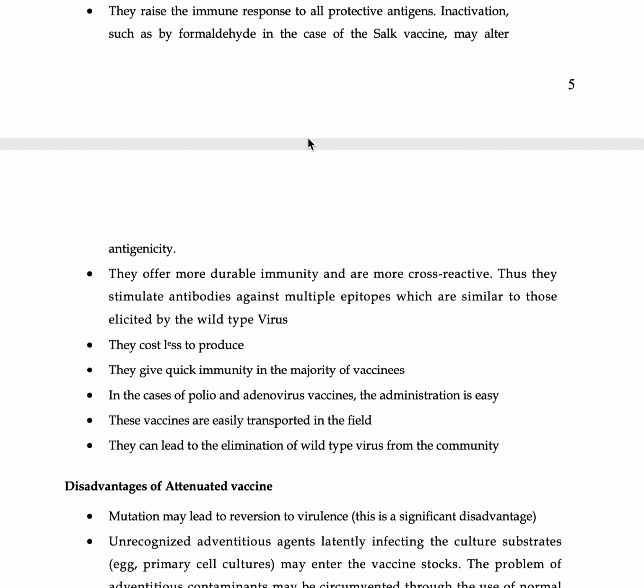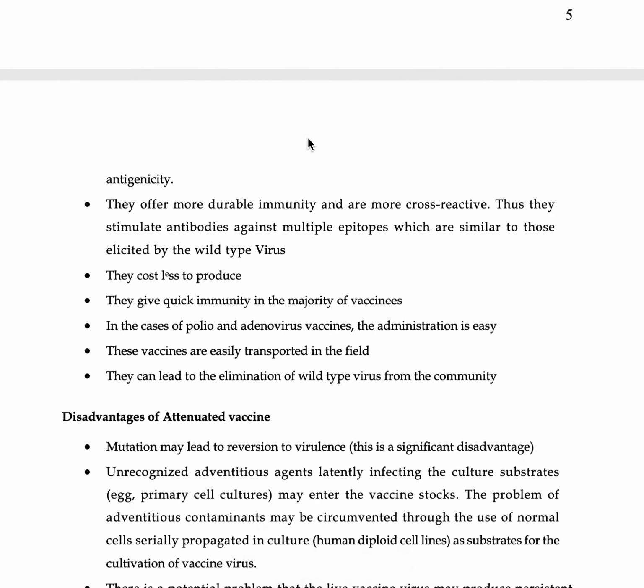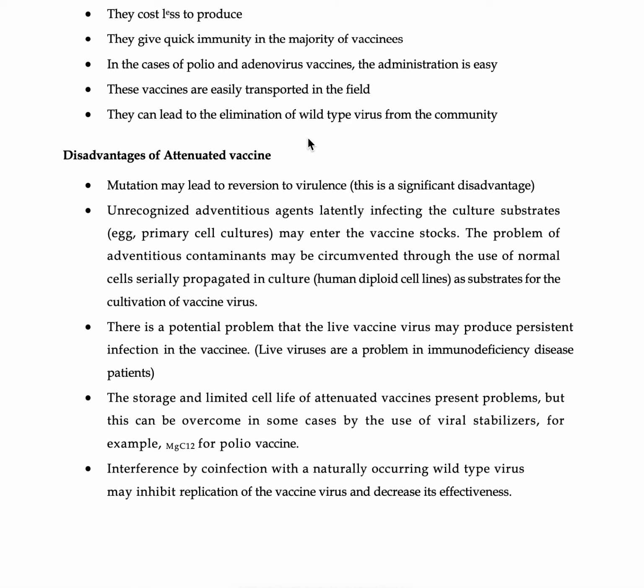Now, not only advantages, live attenuated vaccines also have some disadvantages. So, what are those? Mutation may lead to reversion to virulence. Sometimes the attenuated organism can revert and become virulent. And this is a significant disadvantage of live attenuated vaccine.